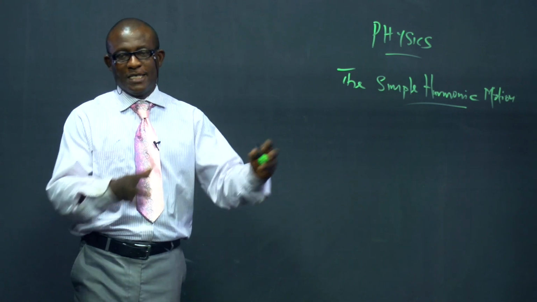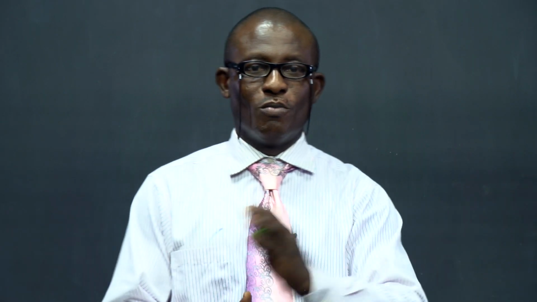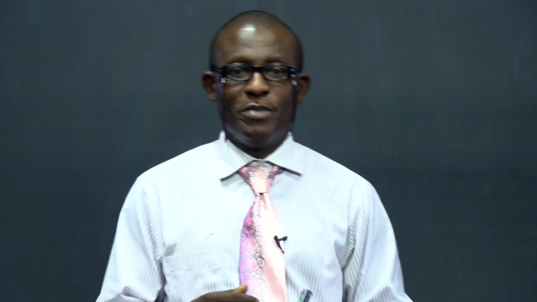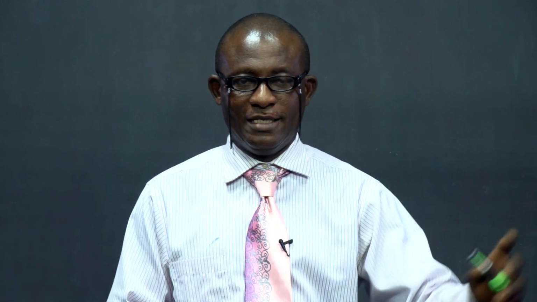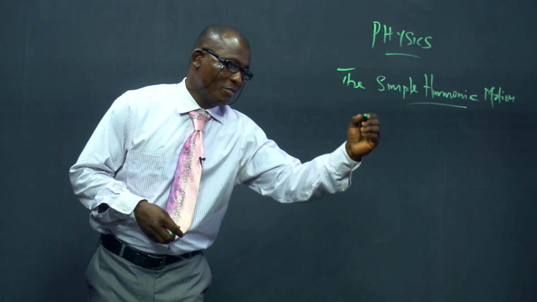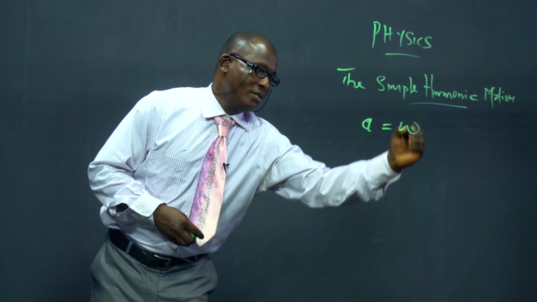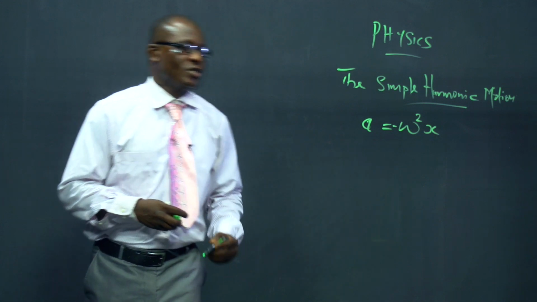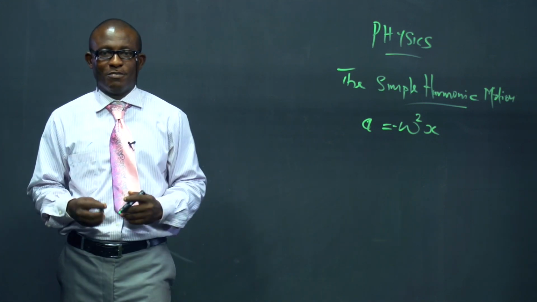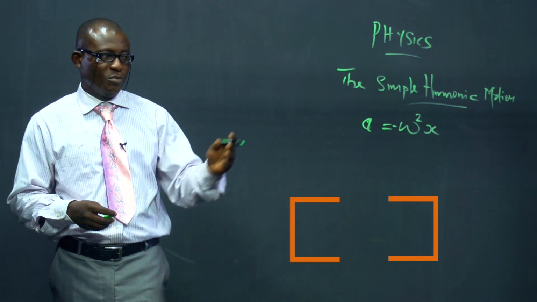Simple harmonic motion. By definition, it is the periodic motion, that is the to and fro motion of an object about the main position, which is the equilibrium position, that is the center, the midpoint, such that the acceleration is always proportional to the displacement and it is always directed towards the main point. The acceleration is proportional to the displacement and it is always directed towards the center, that is towards the main position.